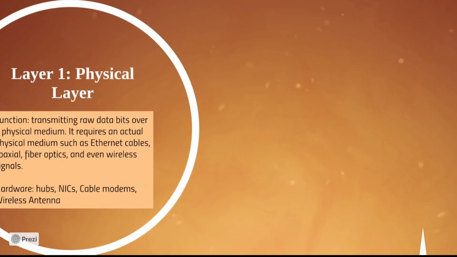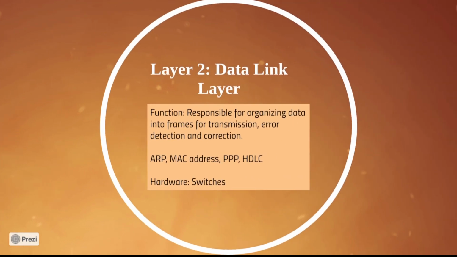Moving on to layer 2. Layer 2, the data link layer, is responsible for organizing data into frames for transmission, error detection, and correction. Here you'll find ARP, the Address Resolution Protocol. This connects an IP address to a machine via its fixed physical address, or the MAC address, which is media access control. Also, you'll find the point-to-point protocol here, and high-level data link control.